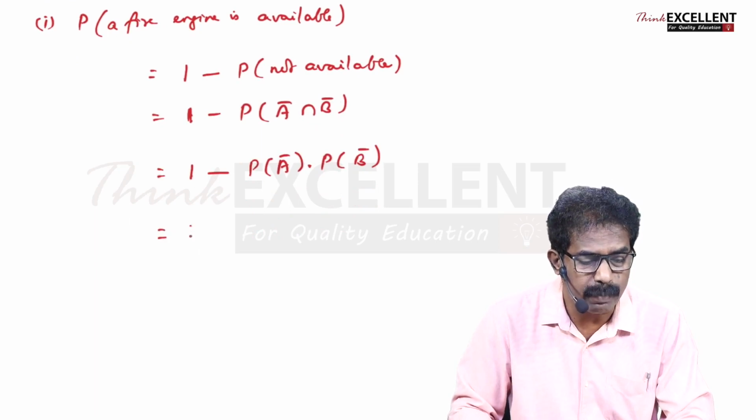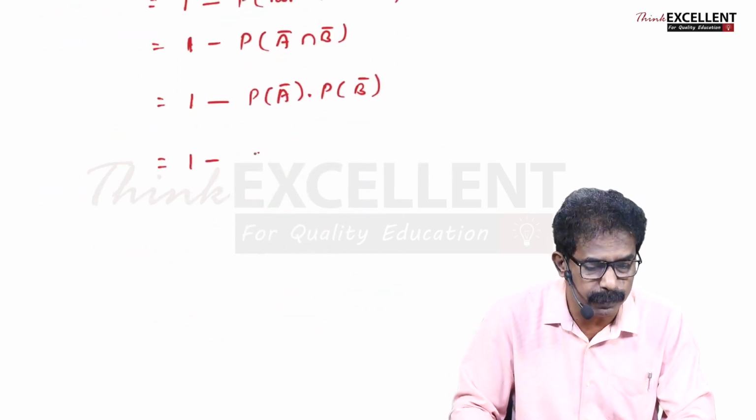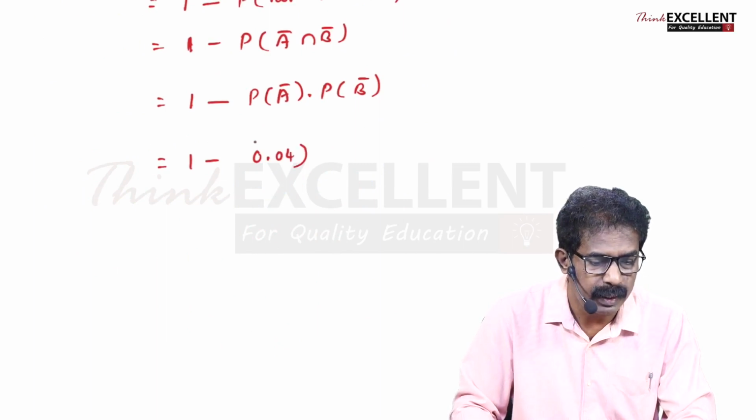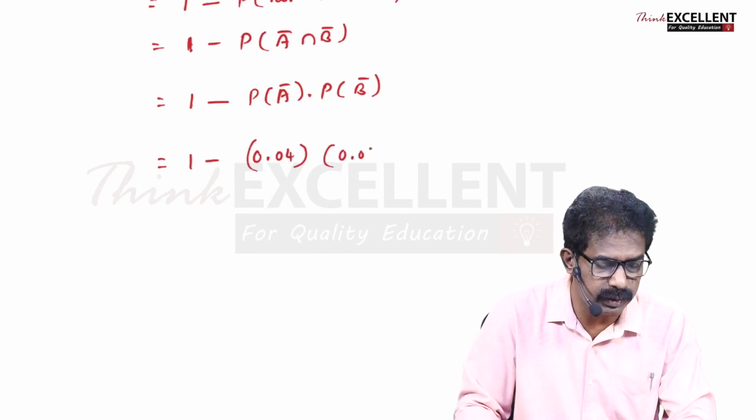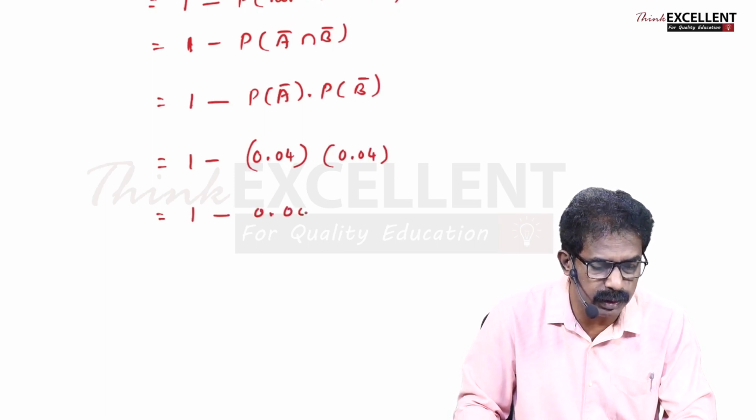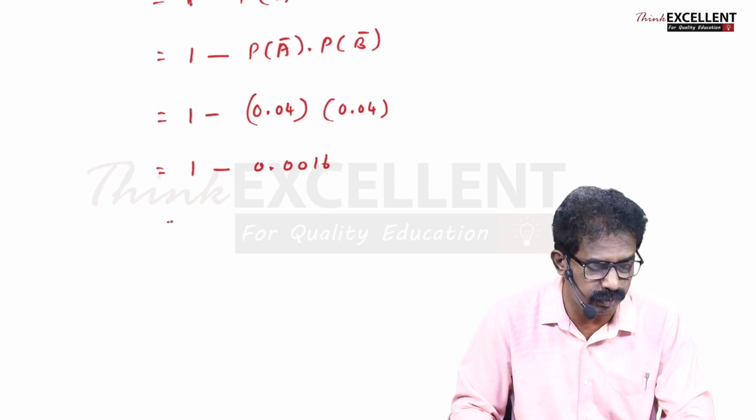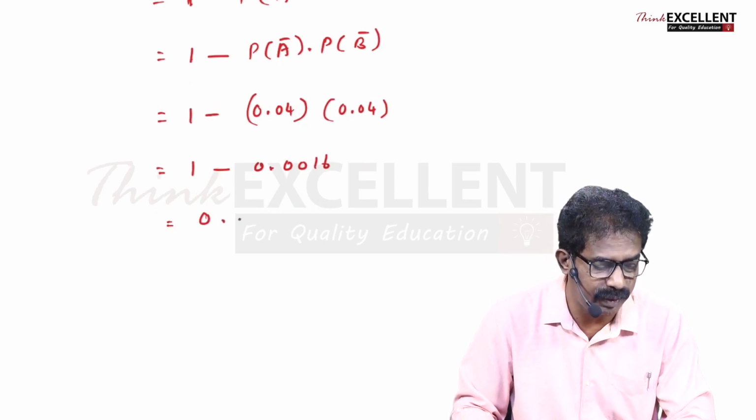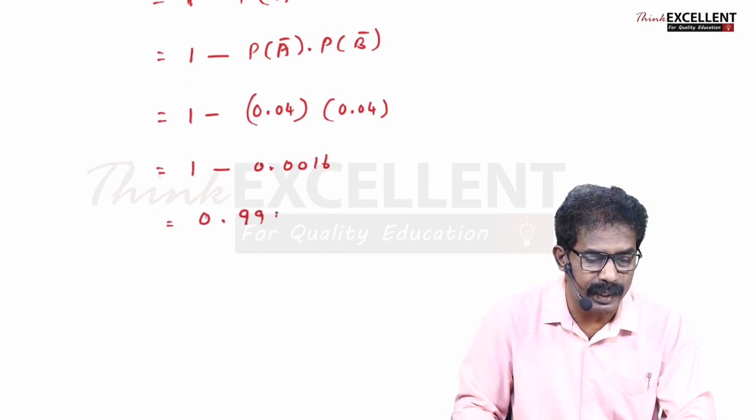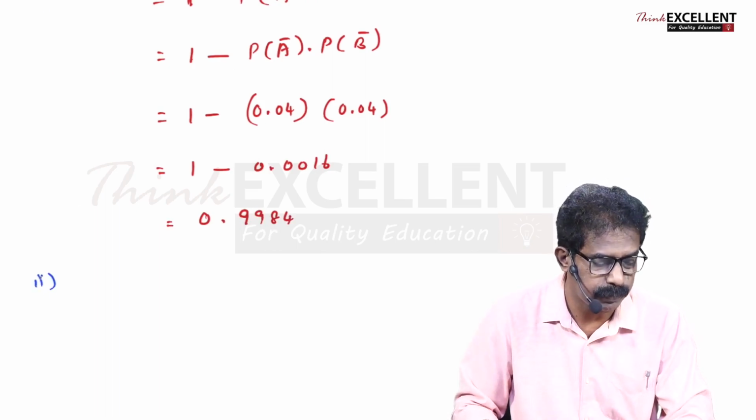So that is 1 minus, that's the reason we found P of A bar, 0.04, and P of B bar is also 0.04. When you multiply, 4 fours are 16, and you shift 4 decimal places, so you get 0.0016. Do the calculation carefully. 1 minus 0.0016 gives 0.9984.